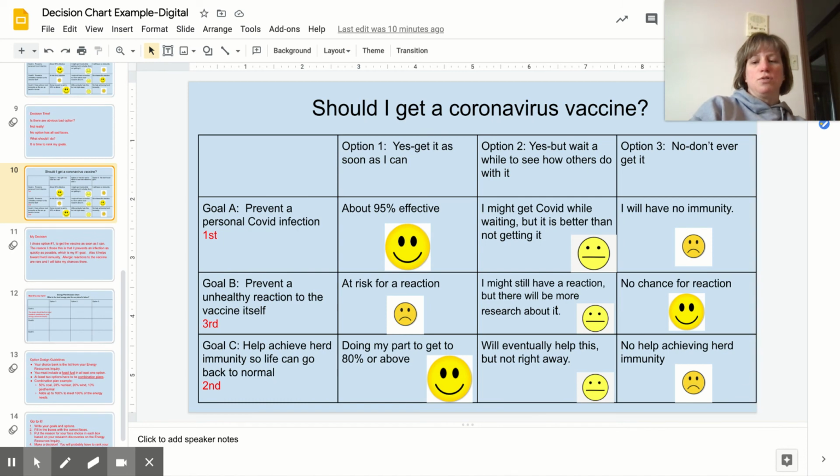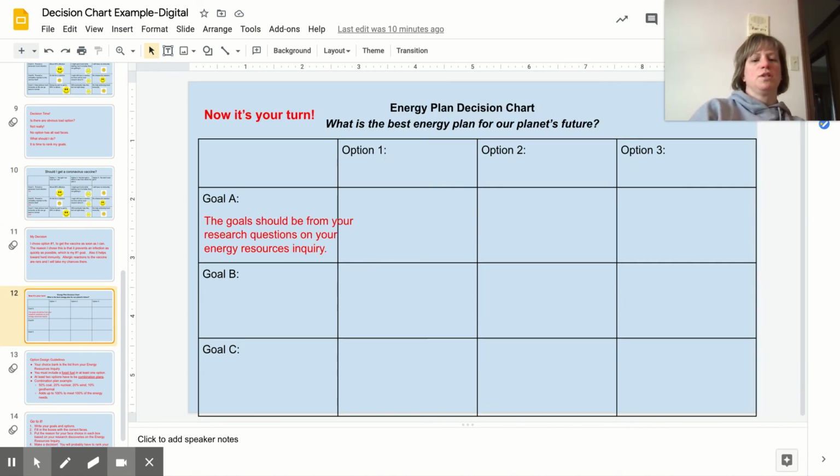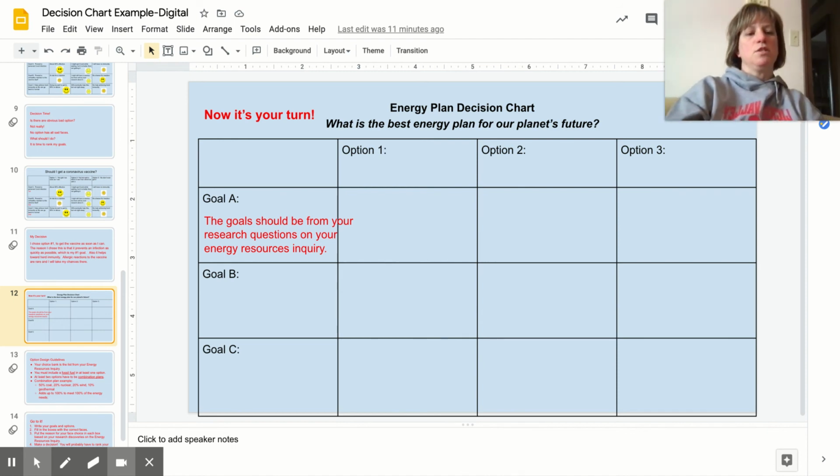So now let's get to your decision. Your decision is to determine the best energy plan for our planet's future. Now, the goals that you're going to write, this is really important. You remember on the energy resources inquiry, we wondered what people would consider when they were making an energy plan, and you researched things. So maybe you researched the cost of all the different types of energy resources. Maybe you researched the amount of carbon dioxide. Maybe you researched the availability of the energy resource. Maybe you researched the safety. So those become your goals.